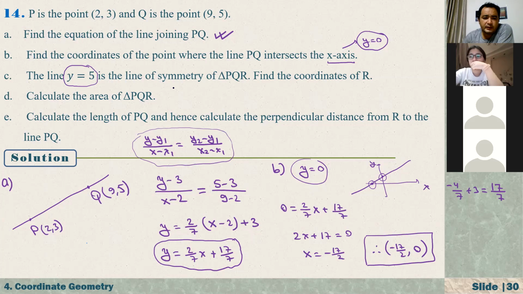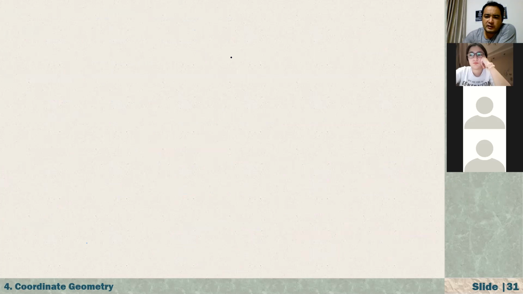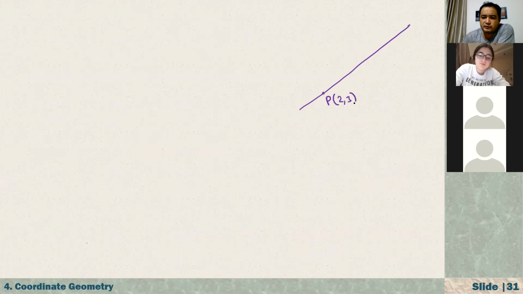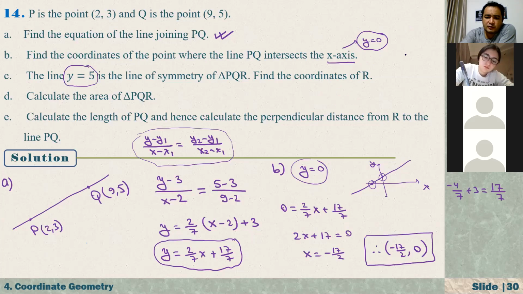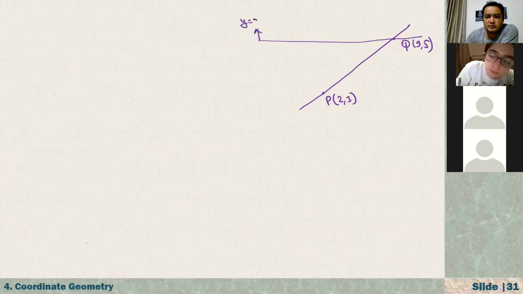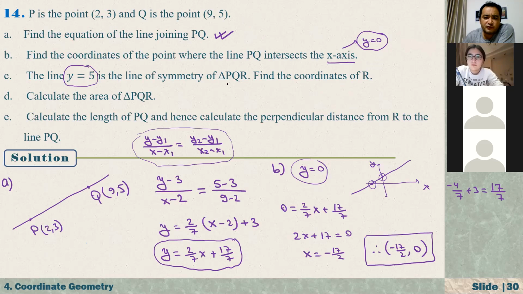So here it says that y equals 5 is the line of symmetry of PQR. But as you see here we have P and Q, and let me just redraw this. Here we are talking about this line, and that one is P, whose coordinates are 2 and 3. And here we have Q, so its coordinates are 9 and 5. So what is that line? It is this line, so the equation of this line is y is equal to 5. It says that y equals 5 is the line of symmetry of triangle PQR. The question is to find the coordinates of R.